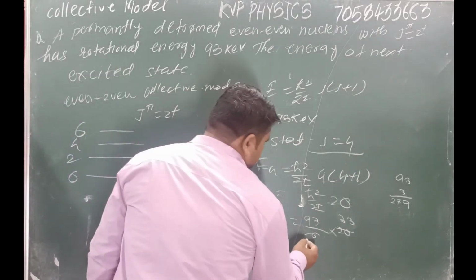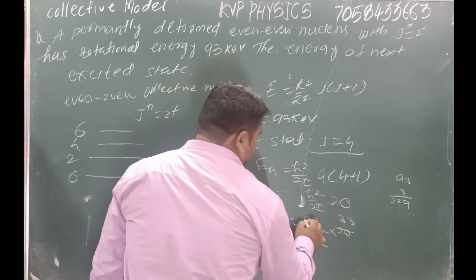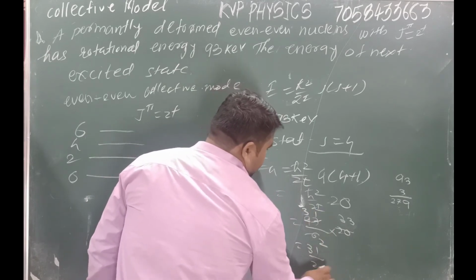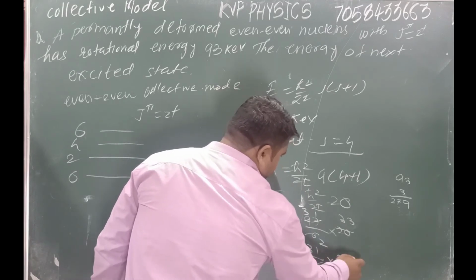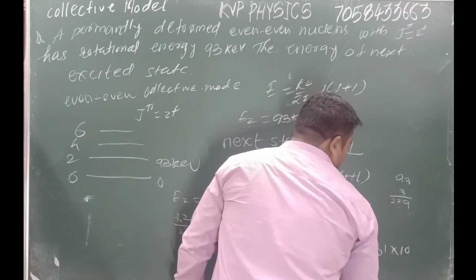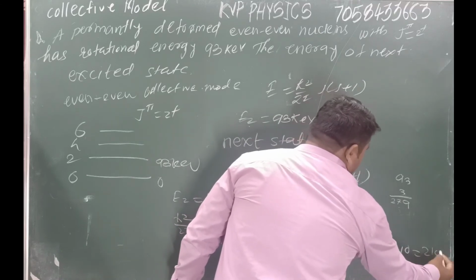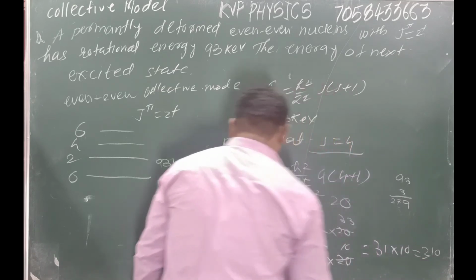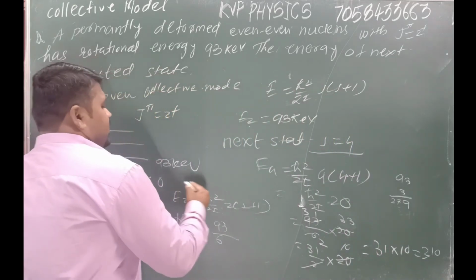Or you can solve here. 93 upon 6 is 31 upon 2, into 20, which is 31 into 10. 31 into 10 is how much? 310. What is the energy of the next state?